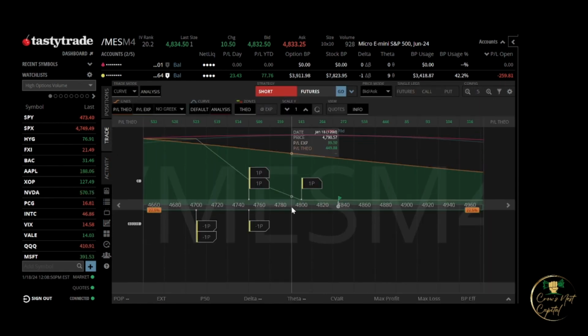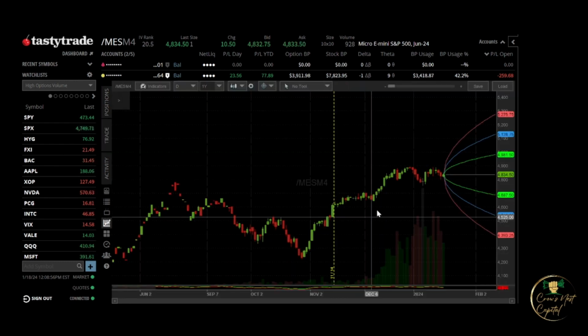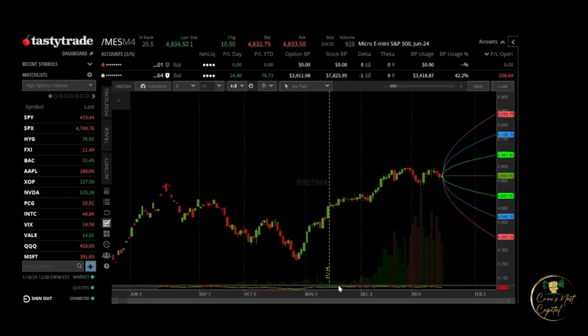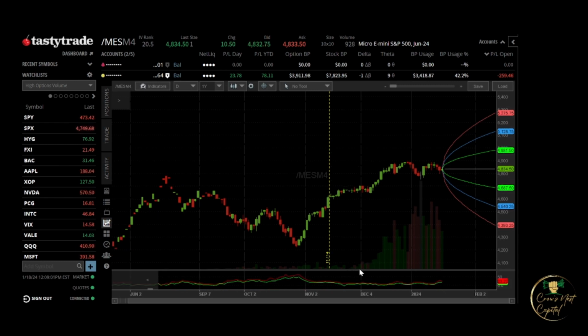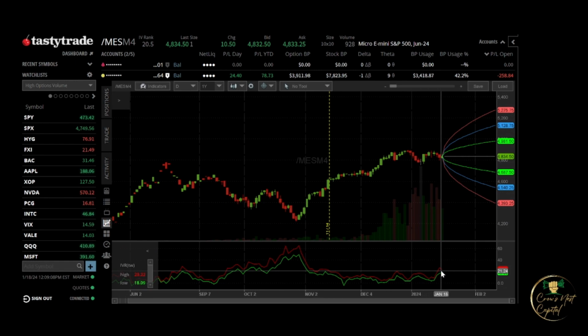Let's look at the Analyze tab real quick. So actually, let's go to the chart first. What is going on here? Here's volatility. This will show you a spike recently. So that's one of the reasons why I put a trade on. The spike in volatility in combo with other positions coming off.